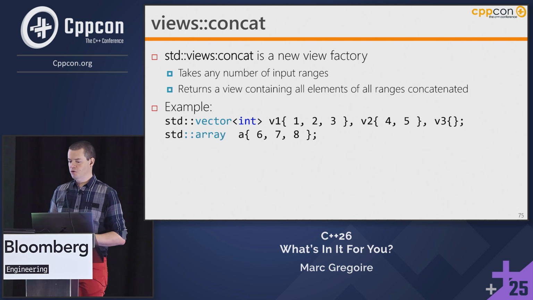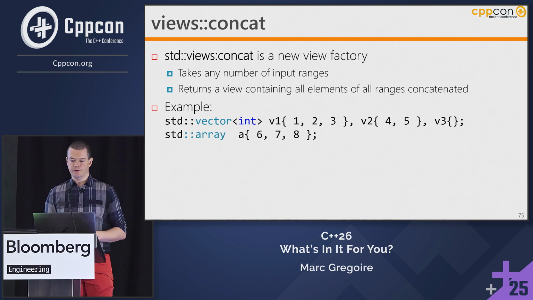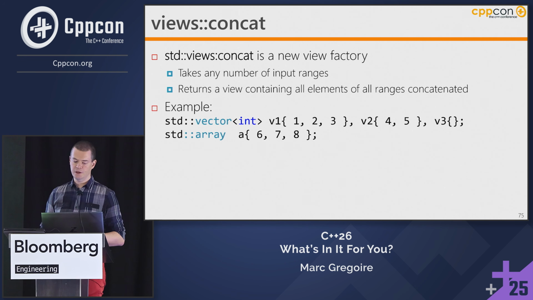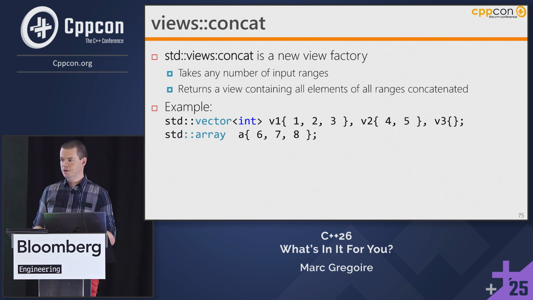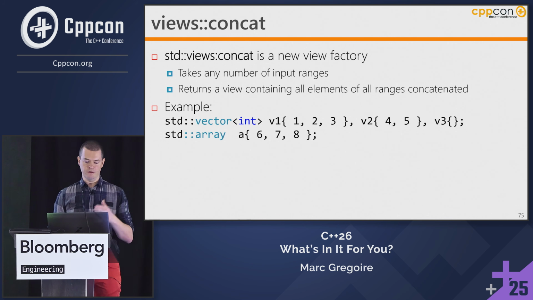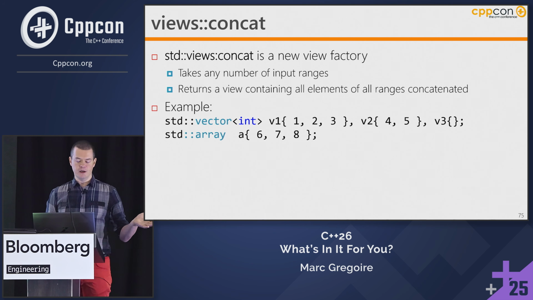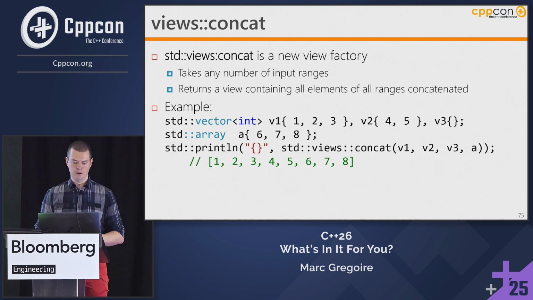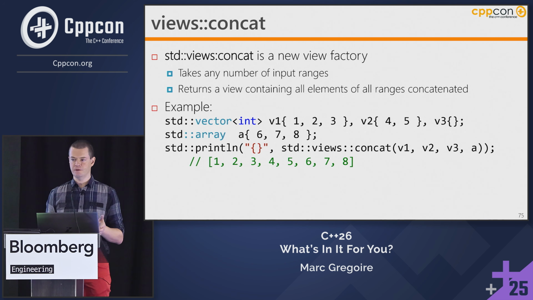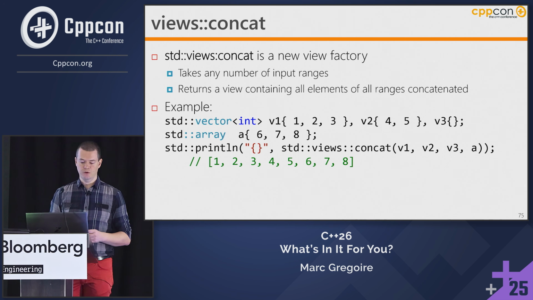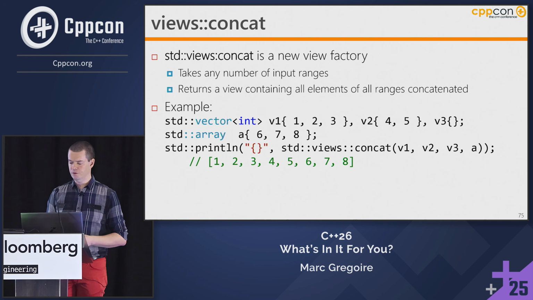C++26 introduces a new view factory. It's called views::concat. So what does it do? It takes any number of input ranges and it returns a view that is the concatenation of all the elements in the input ranges. For example, we have 3 vectors here, initialized with some values, and we have an array. We can then use the views::concat view factory to concatenate the 3 vectors and the array together in one big view, and if you print that, you get the elements 1, 2, 3, all the way to 8.